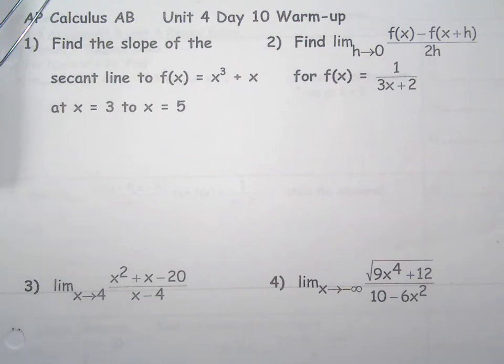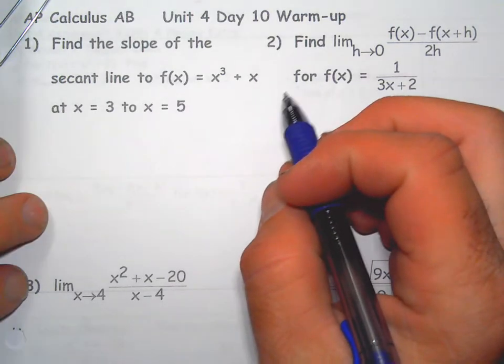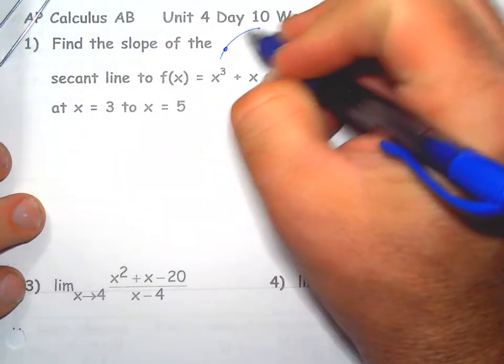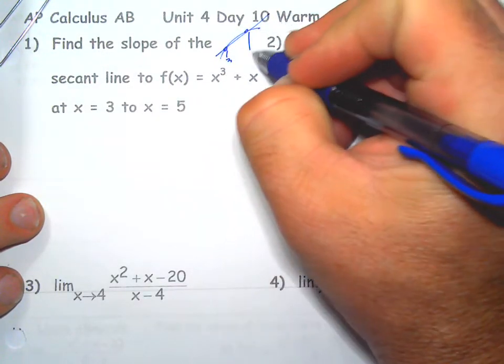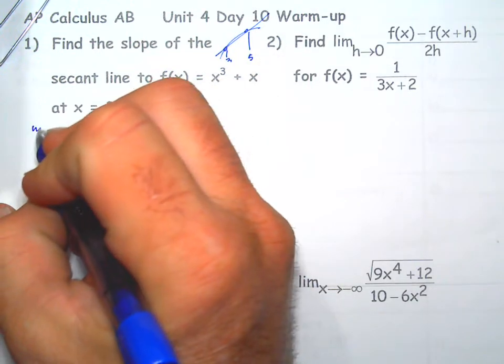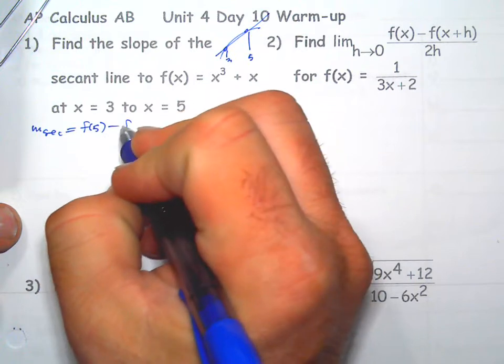Okay, assuming you've tried these, slope of the secant line. Secant line is when you have a curve and you connect 2 points. That's the secant line. So we're trying to find the slope between those. So the slope of the secant line is f(5) minus f(3) over 5 minus 3.